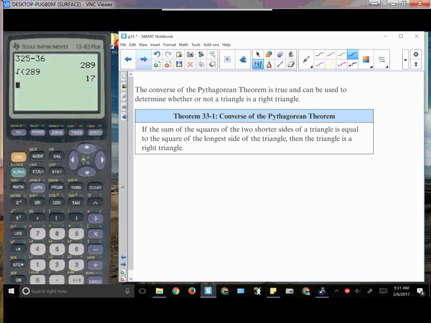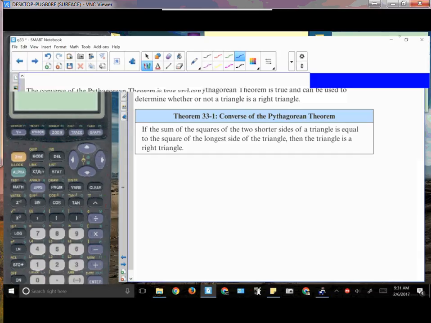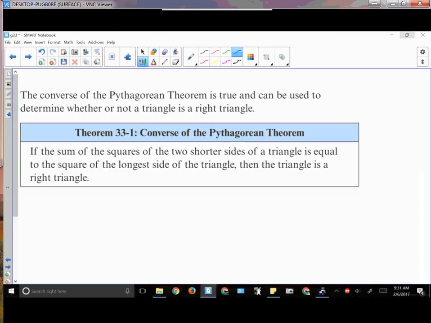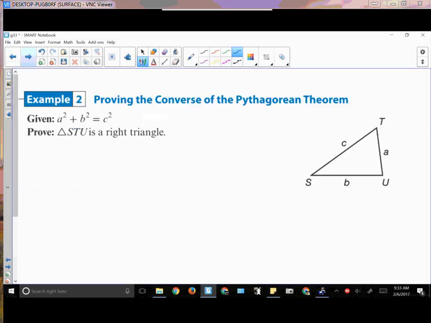So, let's try this idea. I'm going to give you a few moments here, and I want you to copy this one down to make sure that you have it. So the Pythagorean theorem itself says, if you have a right triangle, then a squared plus b squared is equal to c squared. So this is going back the other way. If I get a squared plus b squared is equal to c squared, hey, guess what? I got a right triangle. So, here we go.